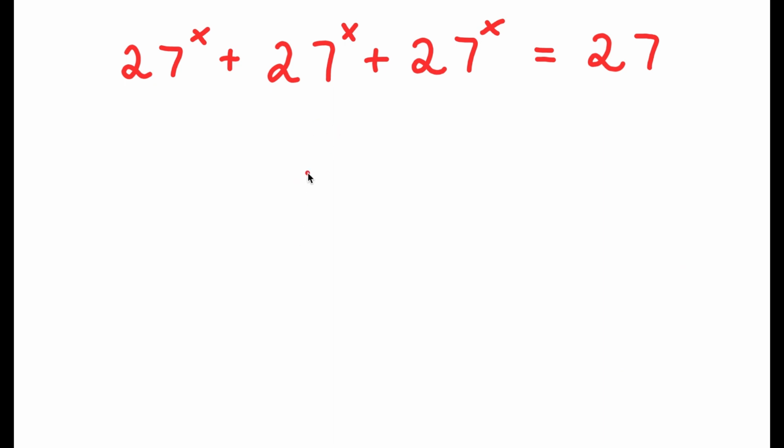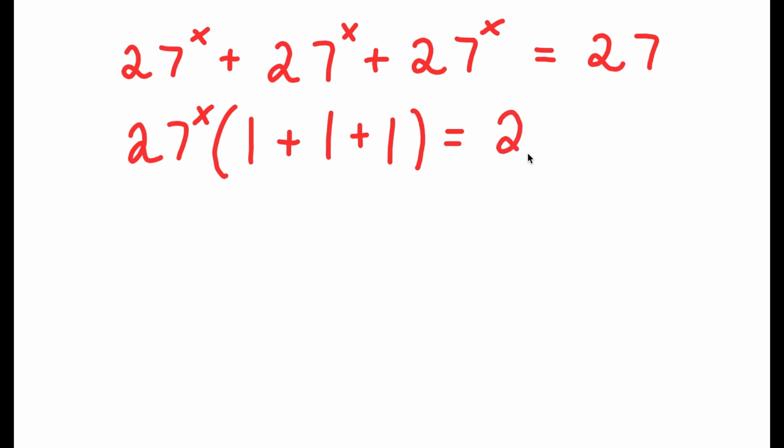Alright, so in this problem, I have 27 to the power of x plus 27 to the power of x plus 27 to the power of x is equal to 27. So to solve this, I'm going to first start by factoring out 27 to the power of x. So now I have 27 to the power of x times 1 plus 1 plus 1 is equal to 27. Now 1 plus 1 plus 1, that's going to equal 3. So I have 27 to the power of x times 3 is equal to 27.